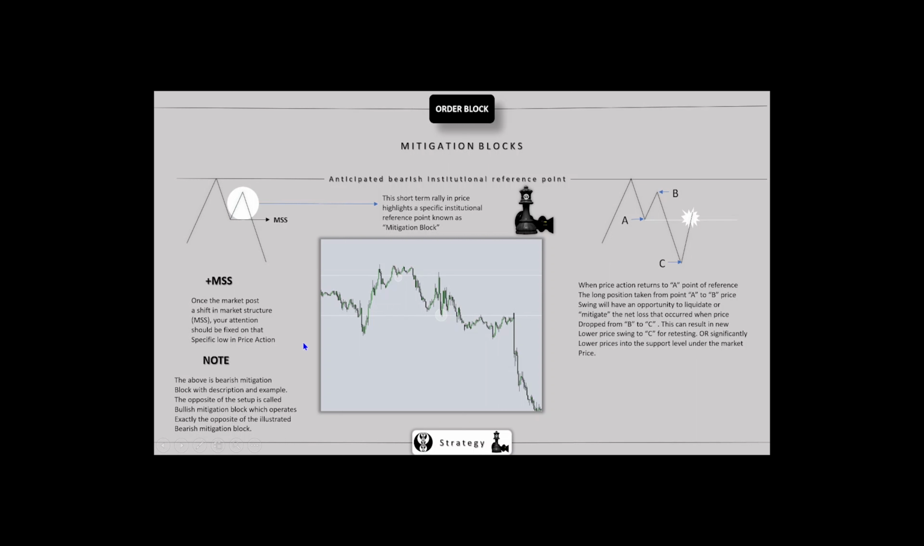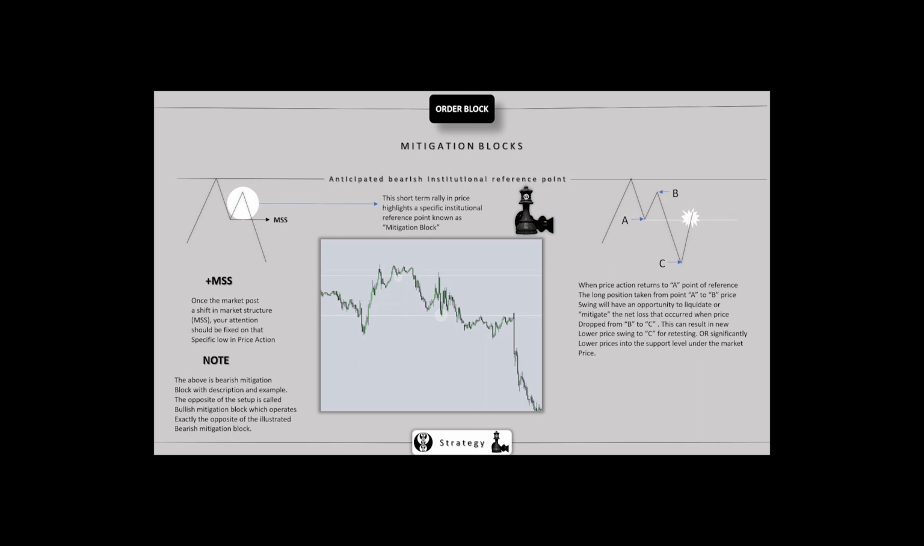And you should note, the above is a bearish mitigation block in description and example. The opposite of the setup is called a bullish mitigation block, which operates exactly the opposite of the illustrated bearish mitigation block. And to illustrate this, as ICT puts it, this is the step-by-step process on how to wait for it and what to do next. And this is a real example of my charts and how I am possibly trading them.